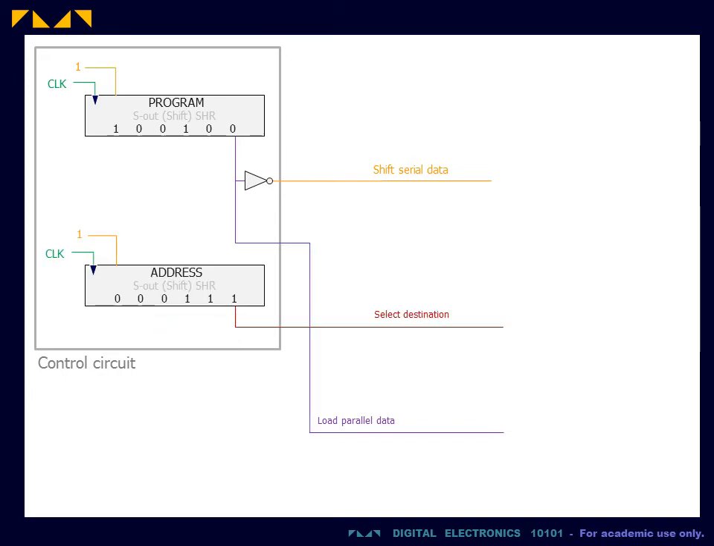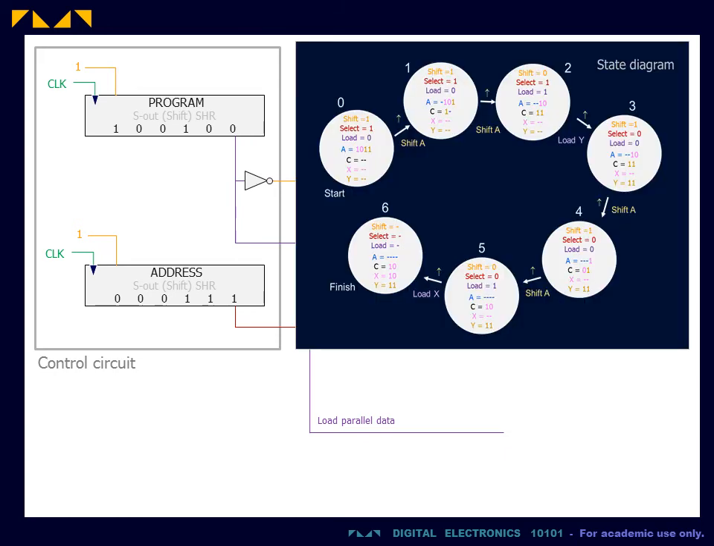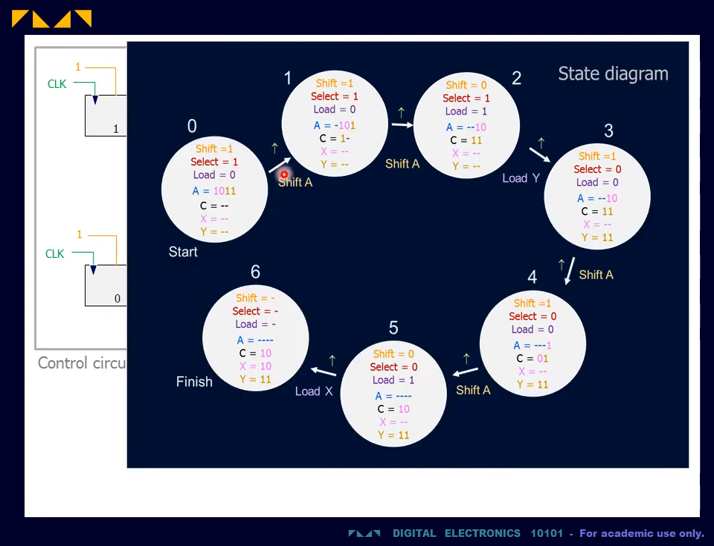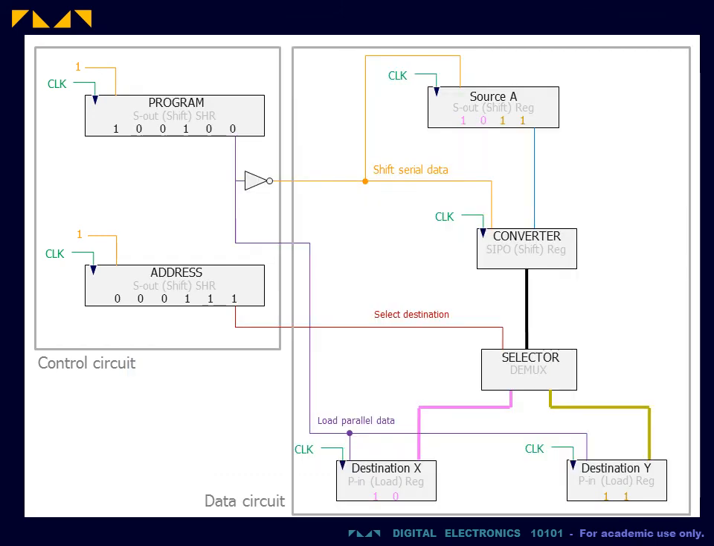The second control register contains the bit encoding the required destination. This bit is called the destination address, 0 for X, 1 for Y. This control register is therefore called the address register. As we saw in the state diagram, the required sequence of addresses would be Y, Y, Y, X, X, X. Together with the data circuit, this is the overall design that will perform the required data transmission.